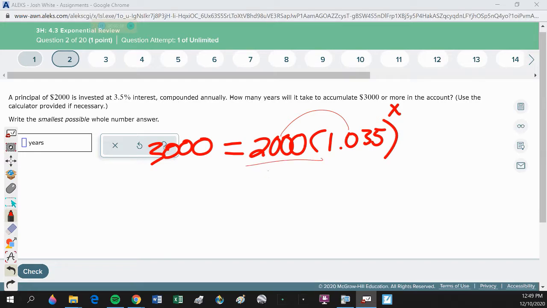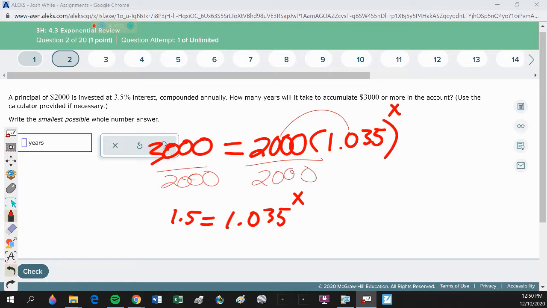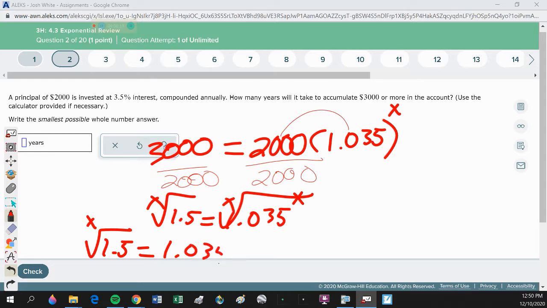So instead, I divide by 2,000, and I get 1.5 is equal to 1.035 to the x. How do I get the x out of the exponent? You can take the root by the exponent. So the xth root, and I get the xth root of 1.5 is equal to 1.035.